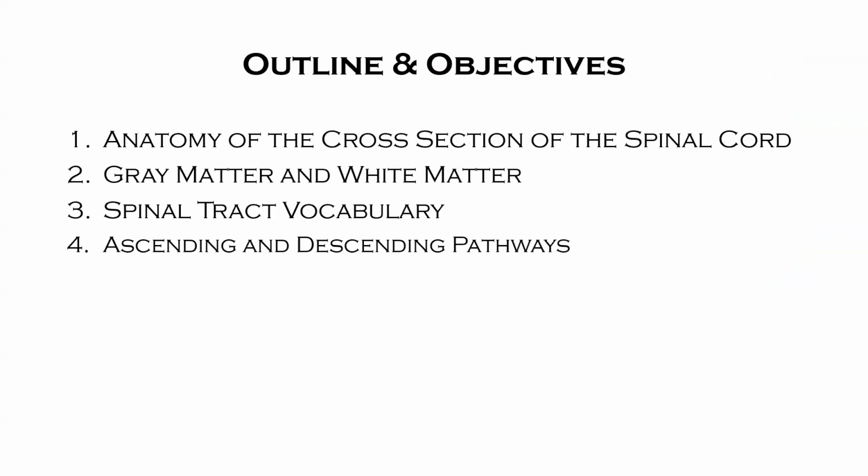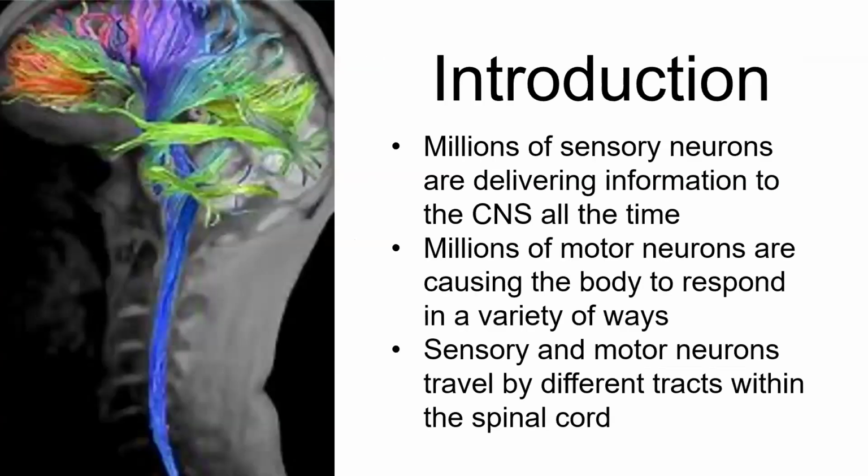Our outline and objectives for this chapter: we're going to look at the anatomy of a cross-section of the spinal cord. We're going to look at gray and white matter, and we're going to talk about spinal tract vocabulary, and we're going to look at the specific ascending and descending pathways.